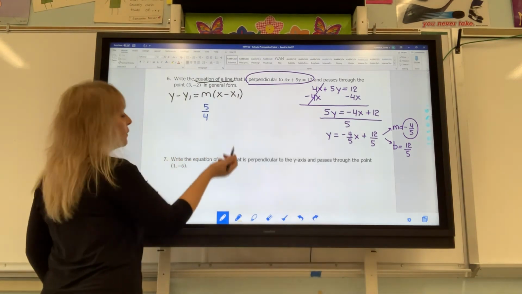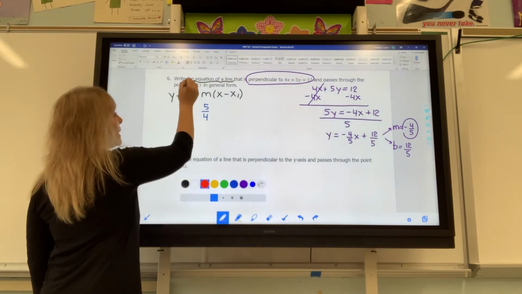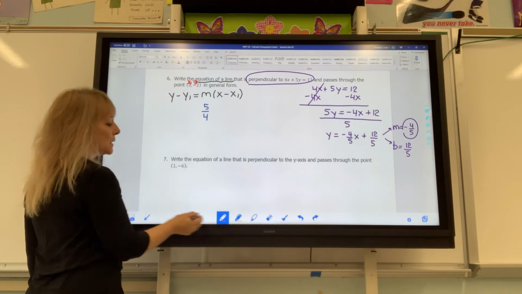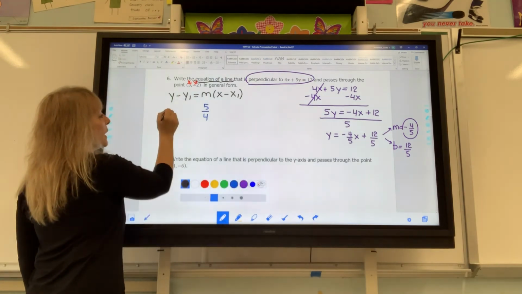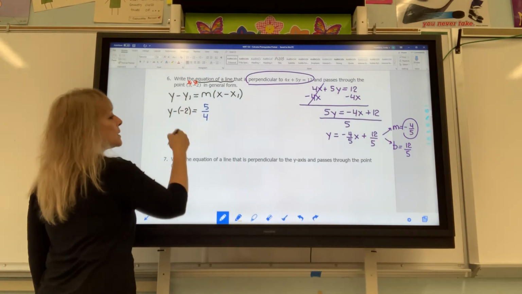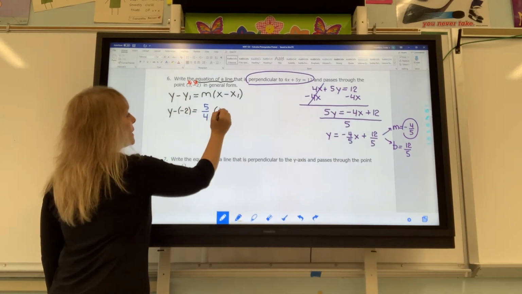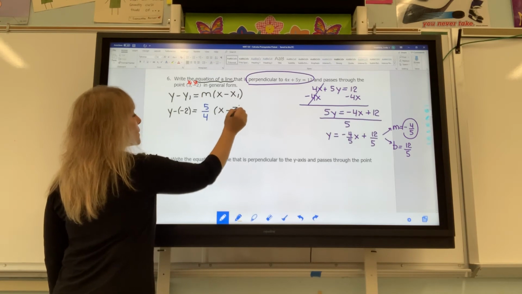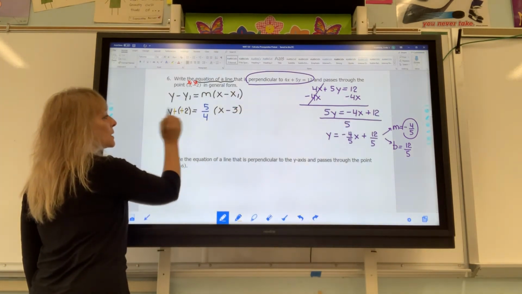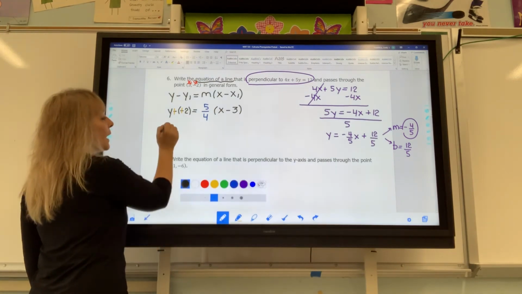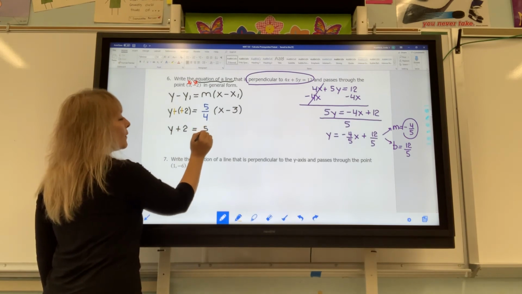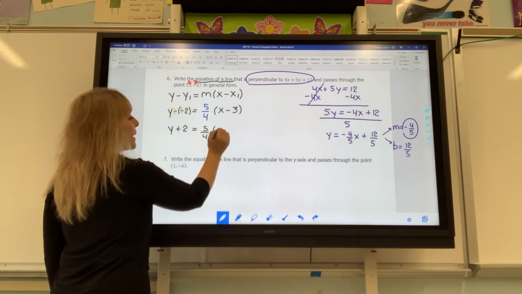And if you continue reading, it does give you a point, so this must be the x1 and this must be the y1 for the point. So when I go to fill it in, it is y minus y1 equals the m value that I have, and then x minus the x1. And I'll clean up the signs because I know that double dash becomes plus a positive. So I have y plus 2 is equal to 5 over 4, and then x minus 3.